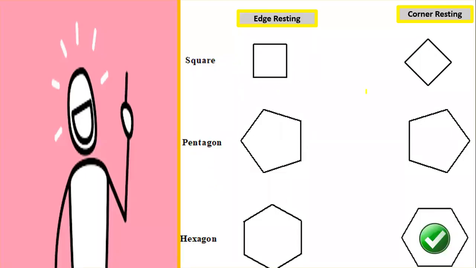So among edge resting and corner resting, my solid figure is a hexagonal prism and it is resting on corner. So this is the condition of my problem. So this is the suitable one for my problem.